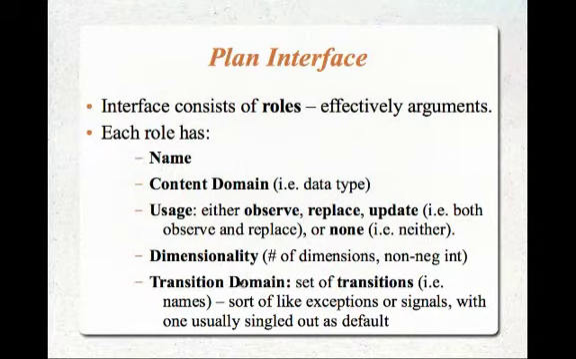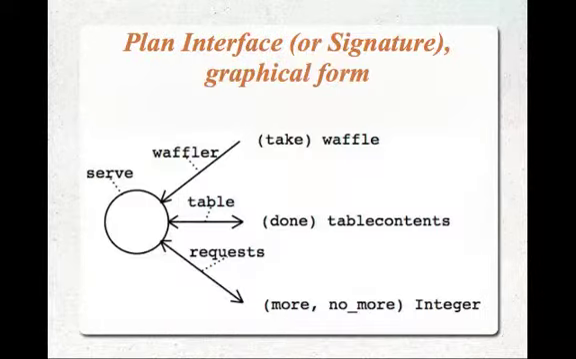Another thing that each role has is a transition domain, which is a set of transitions. That's like a set of signals or exceptions or something like that. Basically, every single argument or role to your plan has a set of signals or exceptions, and you describe the conditions under which you're returning each one. We'll get to that in a second. Dimensionality can be an array, and we'll get to arrays later on, but it's basically just the number of dimensions in the array.